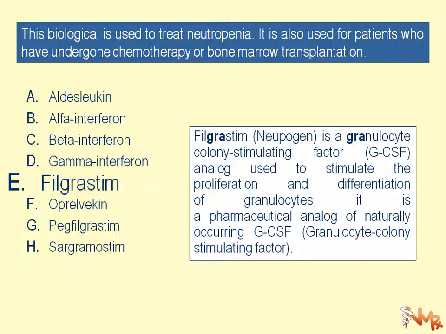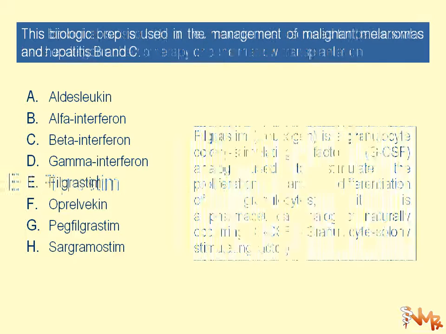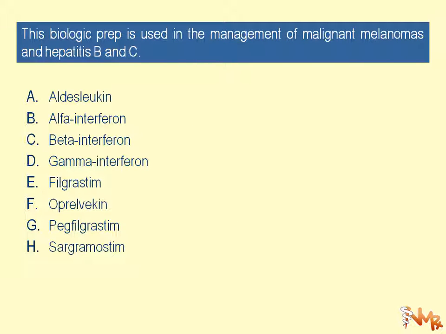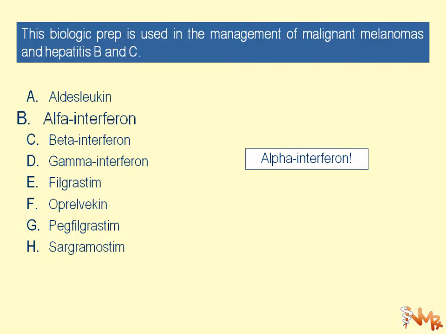Filgrastim, granulocyte colony stimulating factor analog. What do you use it for? For management of neutropenia. This biologic prep is used in the management of malignant melanomas and hepatitis B and hepatitis C. So you have viral infection, hep B and hep C. So you're going to be looking at the interferons for the best answer. The correct answer is alpha interferon.